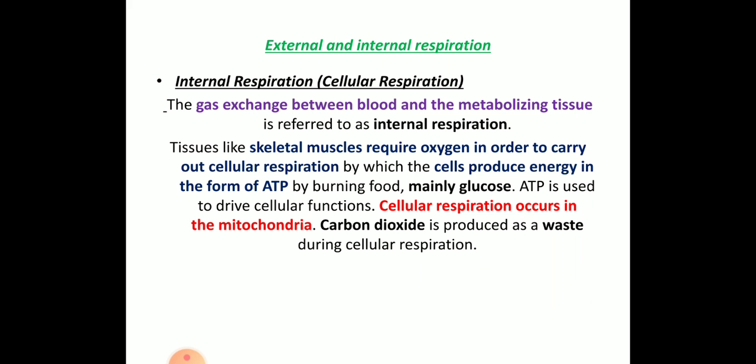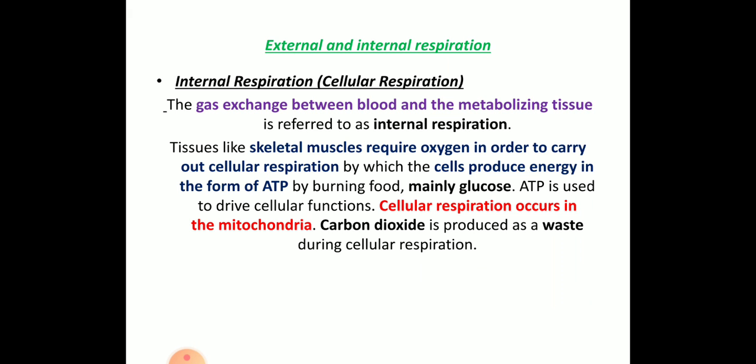First, internal respiration. What happens in internal respiration? Here is the gas exchange between blood and metabolic tissue. That refers to internal respiration. The oxygen which is taken up by blood during external respiration is transported to the tissue to form oxyhemoglobin. In the next session we will be studying the respiratory pigments.